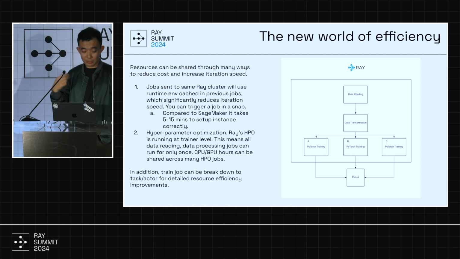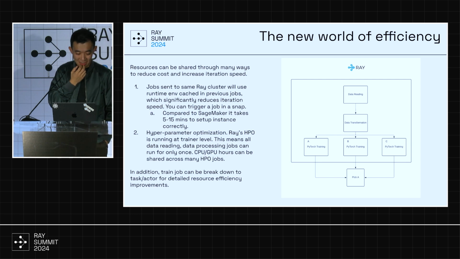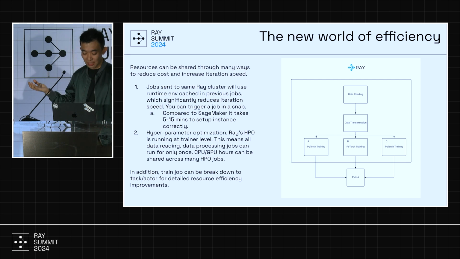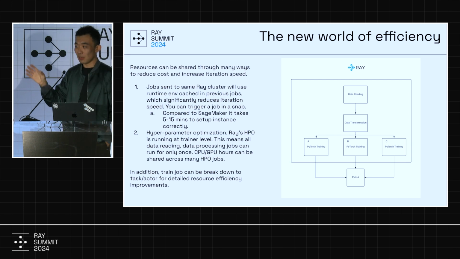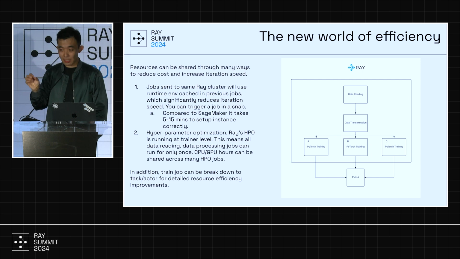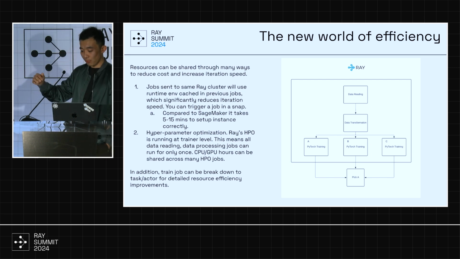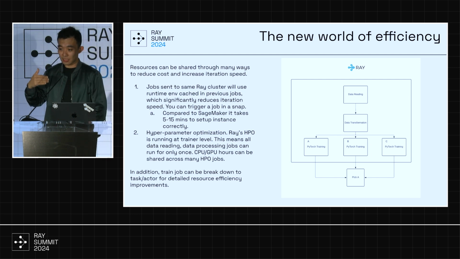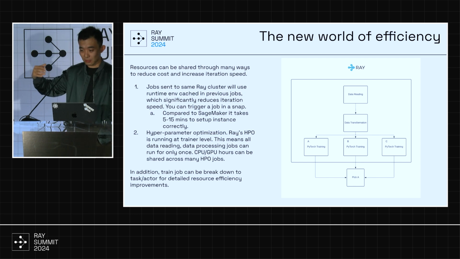So when we're sending a job to the Ray cluster, we will use the runtime environment to cache the previous job. So when we are doing the hyperparameter optimization, it means all this can be shared, and we don't need to run these multiple jobs together, and you can scale it when you are going to the training stage instead of using all of the resources at the early stage.